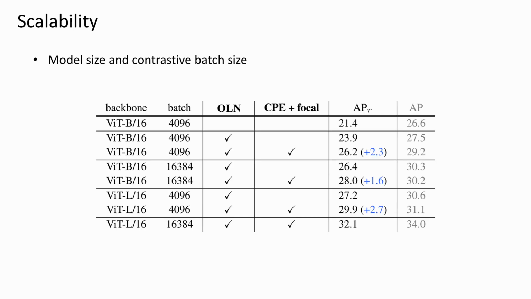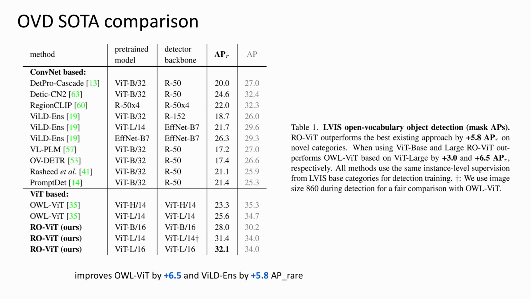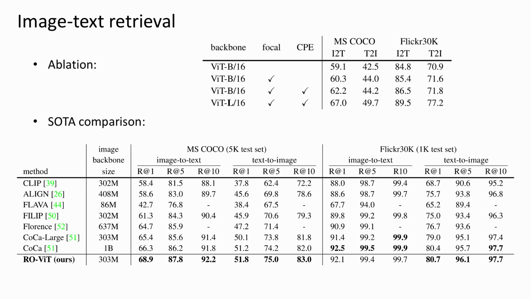We also study whether the benefits of our improvements scale well with the backbone capacity and contrastive batch size. We observe consistent gain of our RO-ViT methods in all settings. In comparison with state-of-the-art methods, our RO-ViT outperforms the best ViT-based method, OWL-ViT, and the CNN-based F-VLM ensemble by large margins. Surprisingly, RO-ViT performs very well on image text retrieval tasks, outperforming all published works. This shows that our pre-training method not only improves the region-level representation, but also global image-level representation for retrieval.